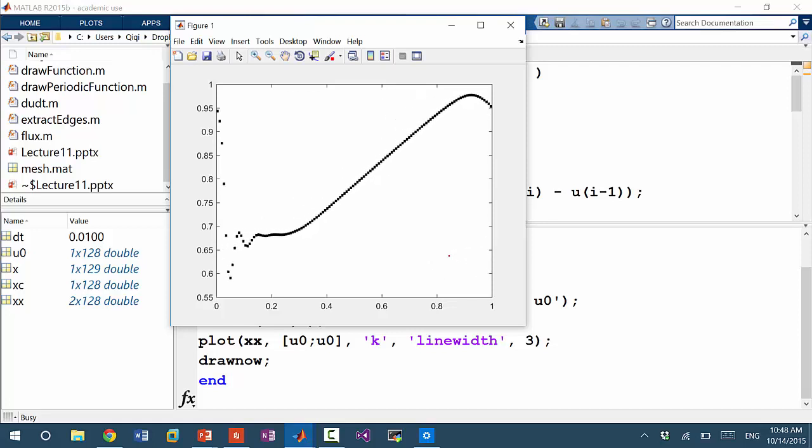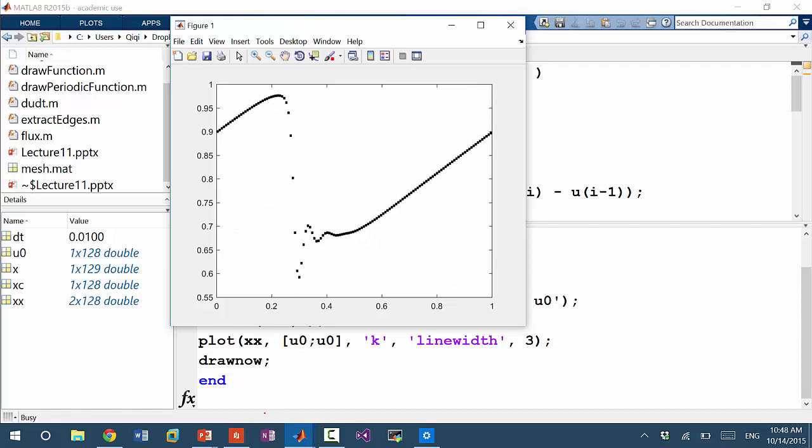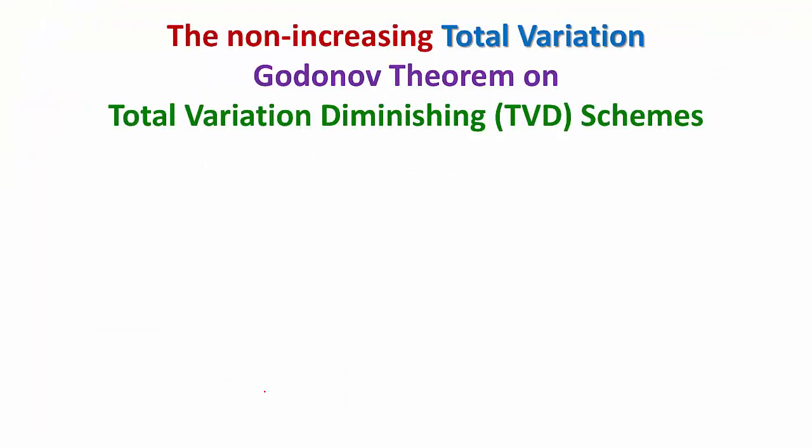Why do I say it is non-physical? It is non-physical because of what's known as the non-increasing total variation for scalar conservation laws. Now we are going back to the scalar world because I want to discuss the vector system of equations for you to work on the homework. Now we are back in the scalar world, but the oscillation avoiding scheme we are going to discuss will also apply to systems of conservation laws.